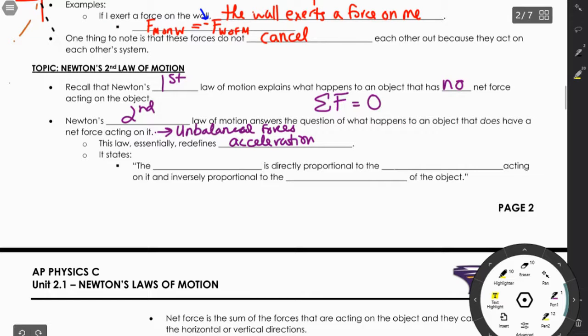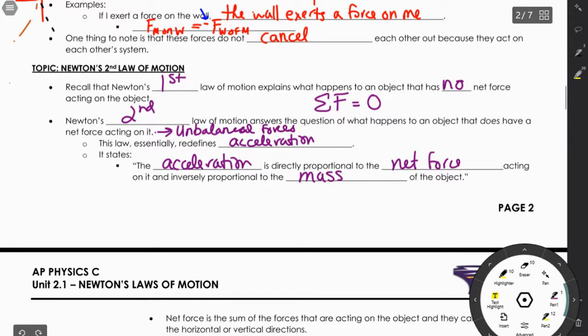When we talk about kinematics, we talk about duck-on-pond physics, right? We didn't care about what was happening below the water. Now Newton's second law focuses on what's below the water. So it states that the acceleration is directly proportional to the net force that is acting on an object, and inversely proportional to the mass of the object.